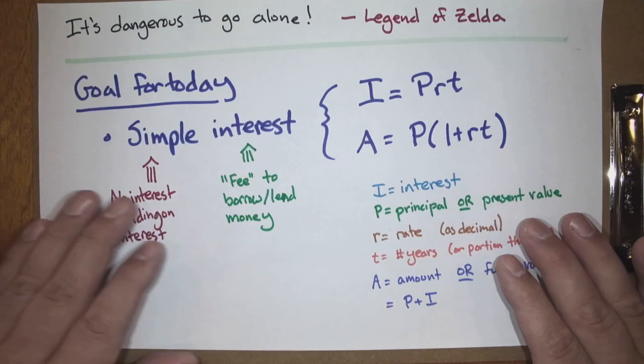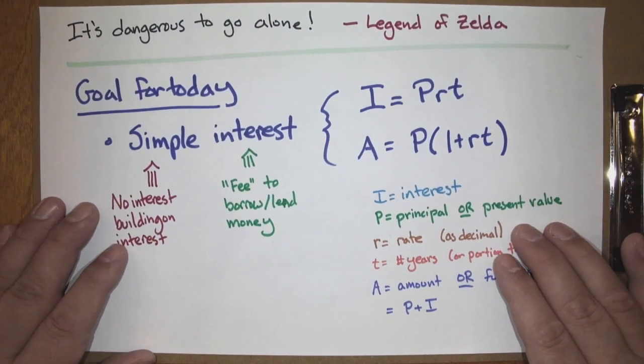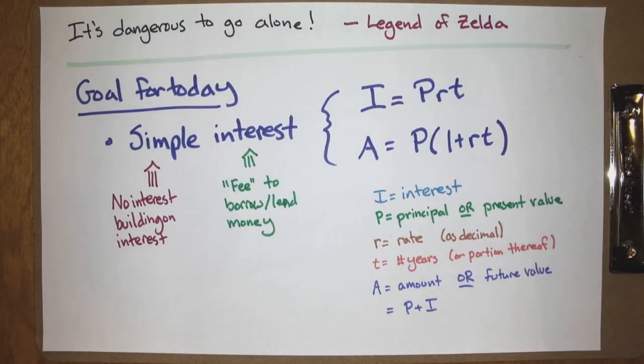So, first a thought. It's dangerous to go alone. This comes from a game called Legend of Zelda. This dates back to one of the earliest Legend of Zelda games. And I like this just because it reminds me that math is a very human activity. And as such, it's best to do it with other people.